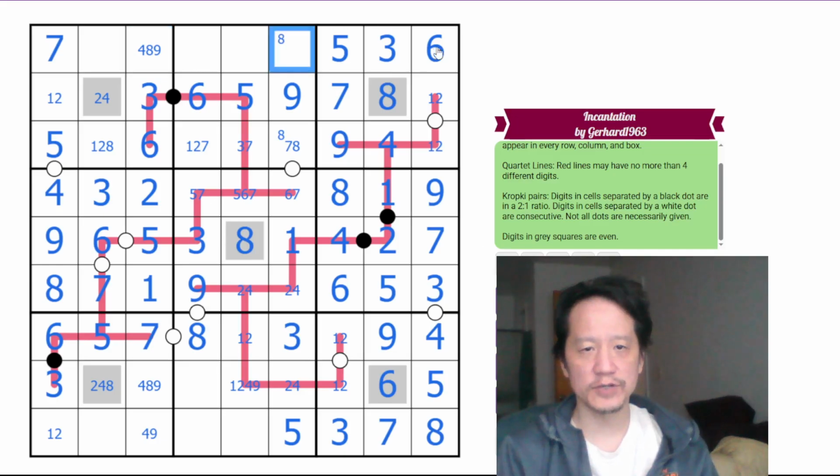This has to be 6 or 8, but it can't be 6 because of the 6 in the row. So this is an 8, which makes this 7. This is 6. This can no longer be 6. This 7 eliminates that 7, so this is 3. And this cannot be 7.